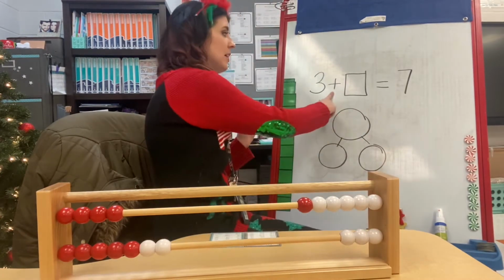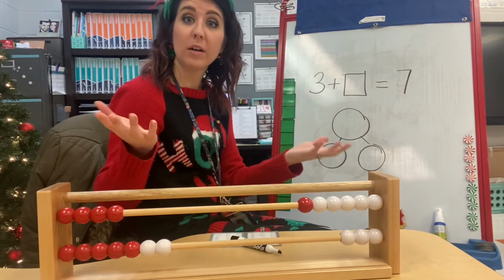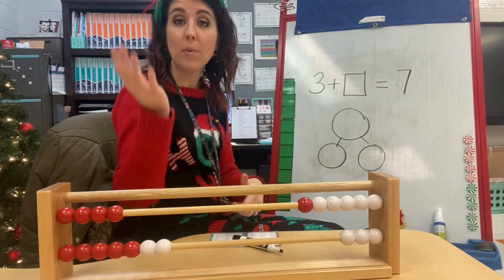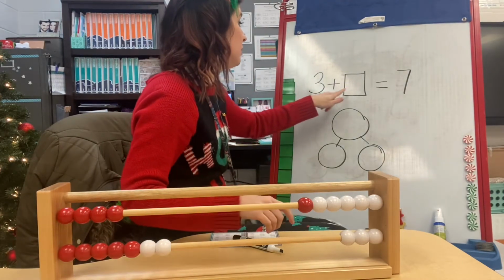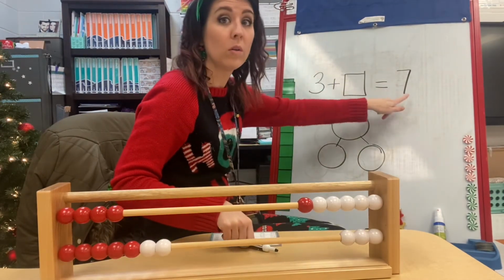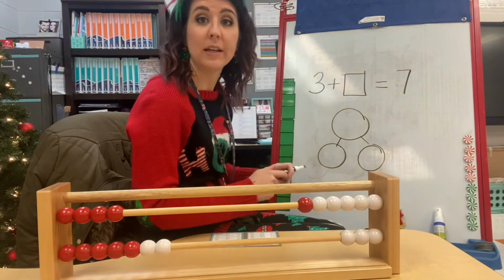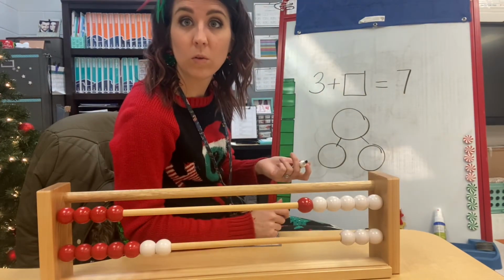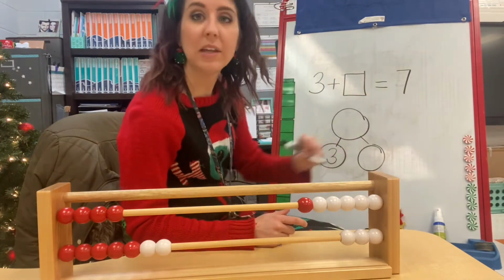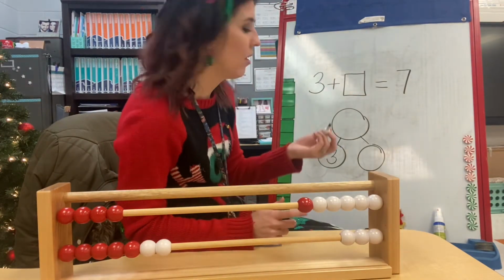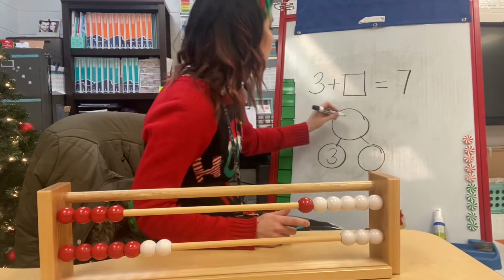Okay, remember, addition. Part plus part equals whole. Say it with me. Part plus part equals whole. So we have part plus part equals whole. So what is the 3? Is it a part or the whole? It's one of the parts. So it goes down here. And 7 is the whole. Part plus part equals whole.